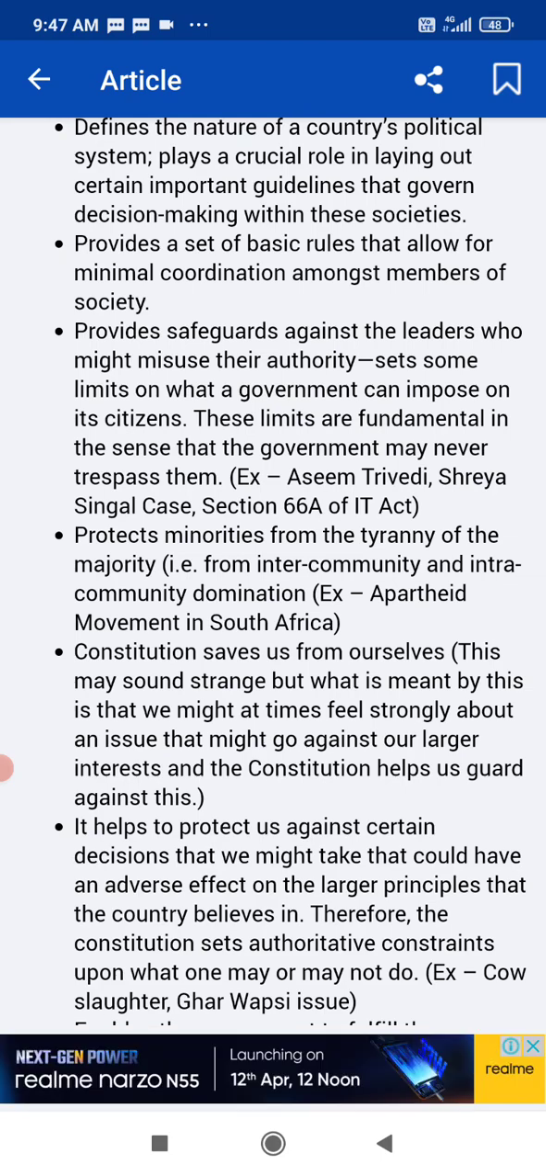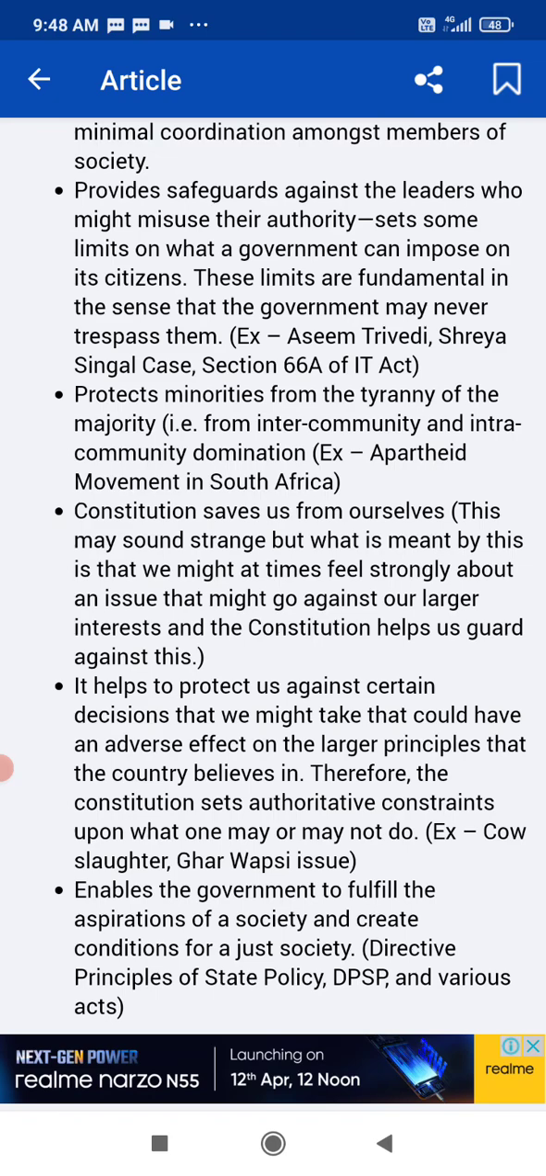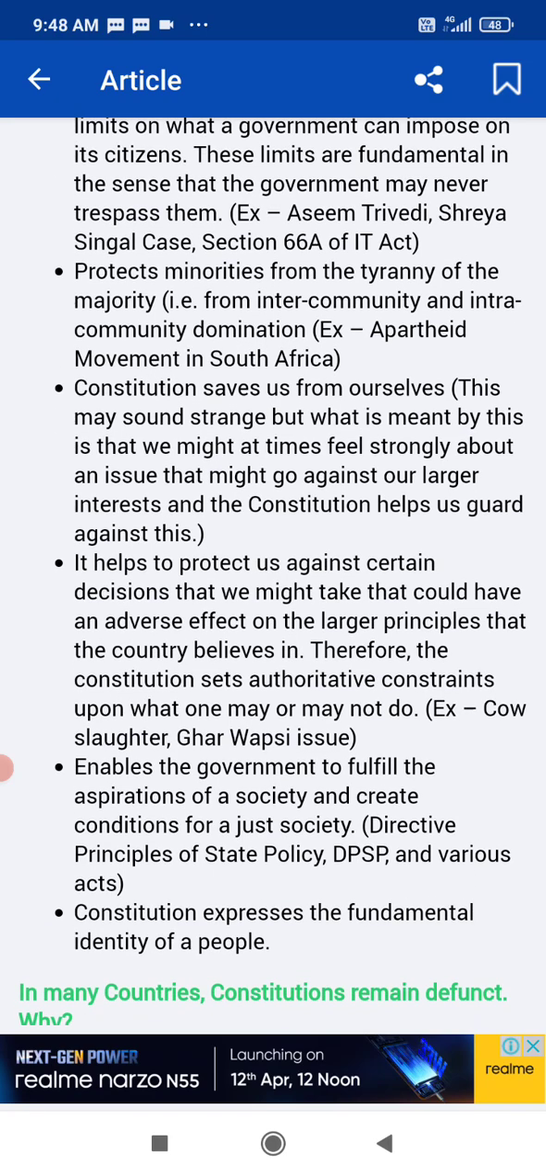This may sound strange, but what is meant by this is that we might at times feel strongly about an issue that might go against our larger interest, and the constitution helps us guard against this. It helps to protect us against certain decisions that we might take that could have an adverse effect on the larger principle that the country believes in. Therefore, the constitution sets authoritative constraints upon what one may or may not do.